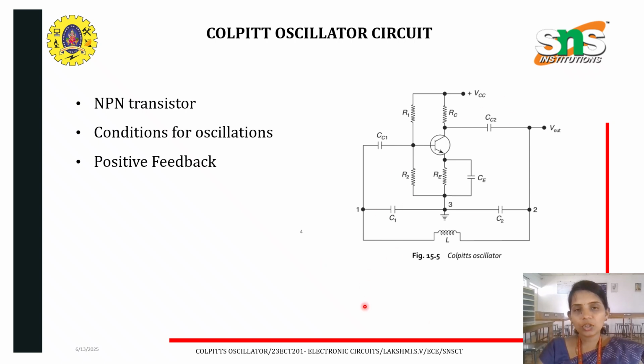For a circuit to work as an oscillator, there are two main conditions to be satisfied. We call them the Barkhausen criteria, that is, the conditions of oscillation. The first condition is that the loop gain, that is A beta, should be equal to 1 in order to produce sustained oscillation. The second condition is that the phase shift should be either 0 degrees or 360 degrees. Only then will the circuit produce sustained oscillation. This is called the Barkhausen criteria for oscillation.